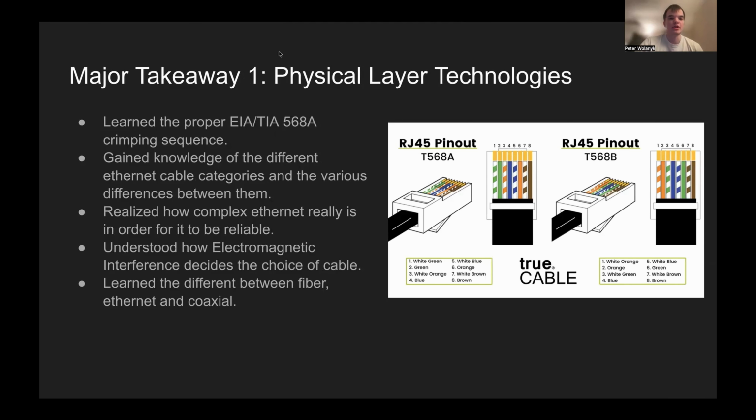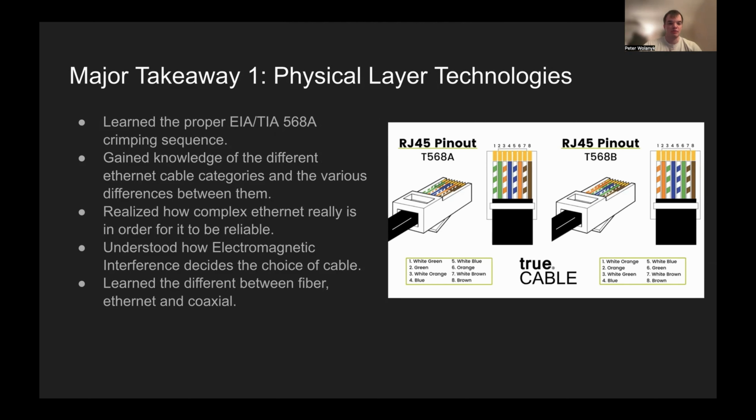So for the first one, the physical layer technologies, I learned the proper EIA/TIA 568A crimping sequence. I didn't know that before. Now I do with the class. I gained knowledge of the different Ethernet cable categories and the various differences between them. I realized how complex Ethernet really is in order for it to be reliable and function for day-to-day use.